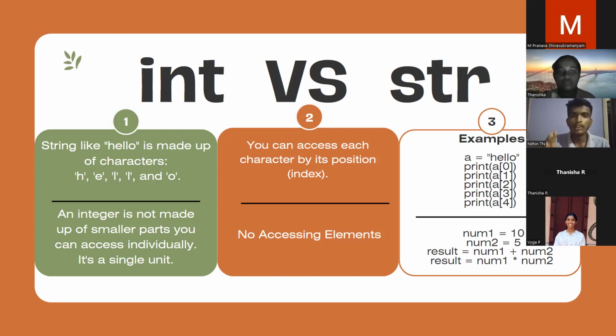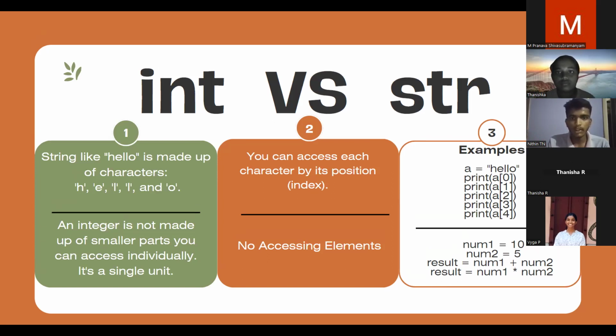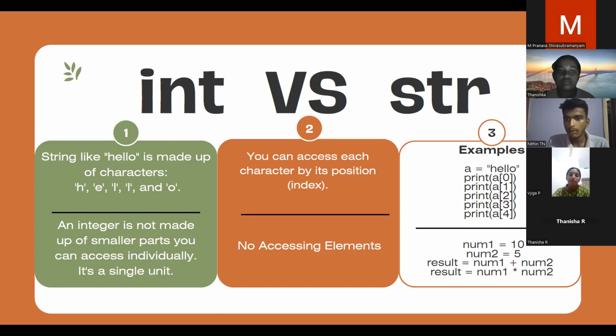It means in the name Vaiga, you can access the letter Y, or you can print the letter A directly, without printing the full name Vaiga. That means you can access a character by its position. You have to know first that the Python interpreter has a rule that positions start from 0 and go up, so in the name Vaiga, V is at the 0th position, and so on.